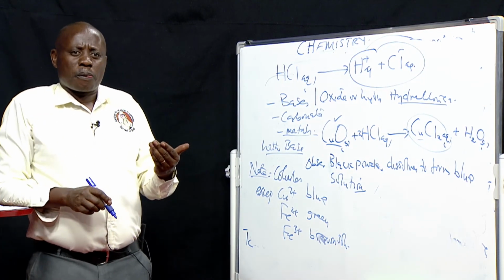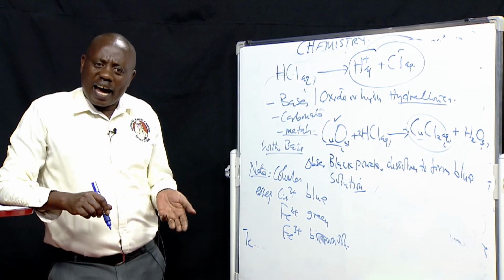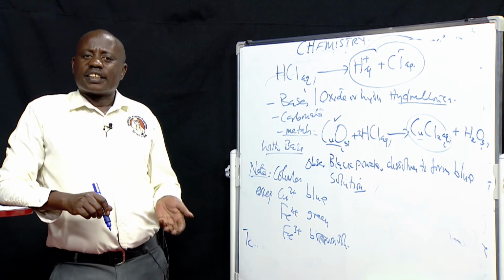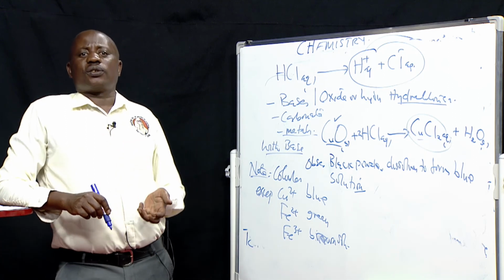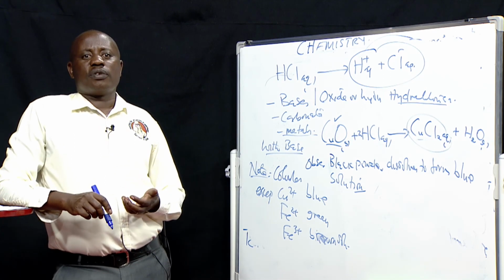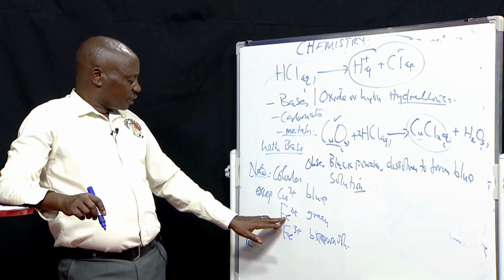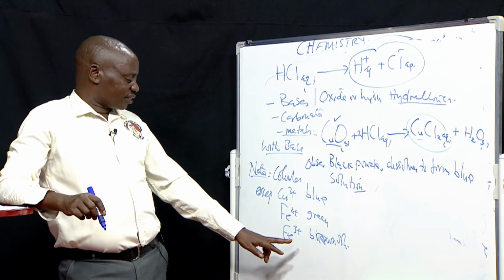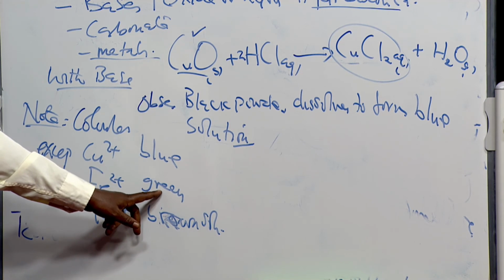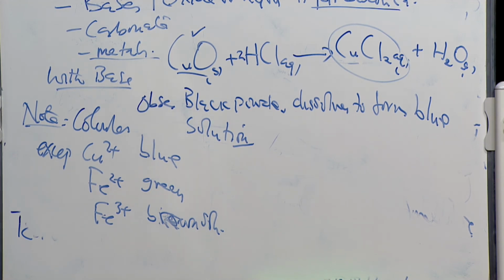The rest, magnesium ions, sodium ions, potassium ions, zinc ions, aluminium ions, silver ions, lead 2 ions, all are colorless in solution and white in solid form. But these ones, the copper 2 ions, iron 2 ions, iron 3 ions, are colored. Copper 2 ions is blue, iron 2 ions is green, and iron 3 ions is brown. The rest are colorless.